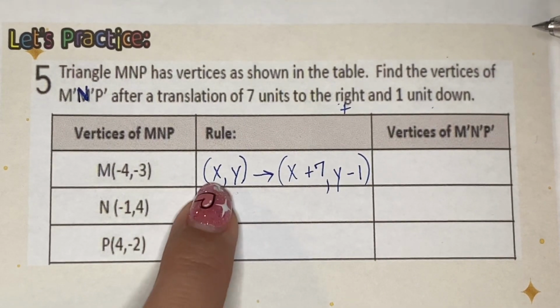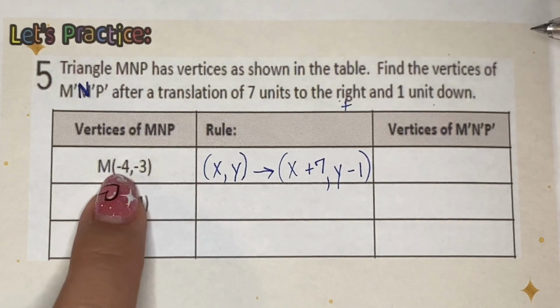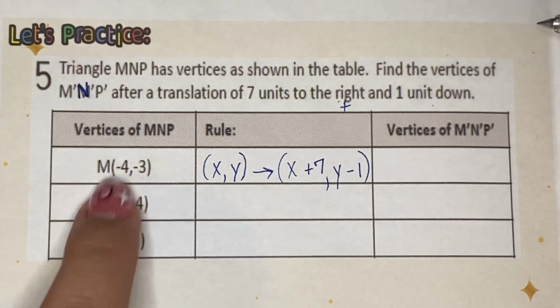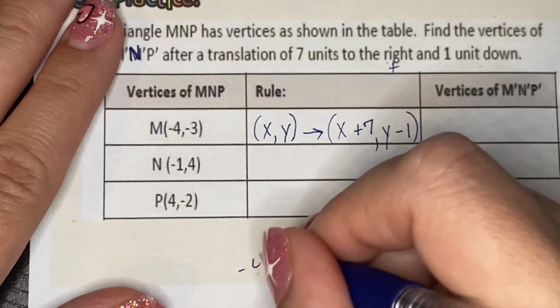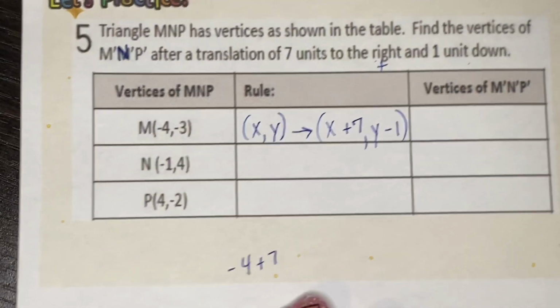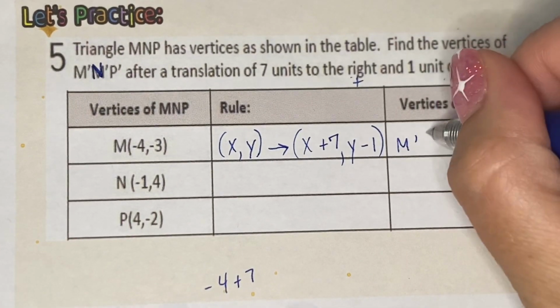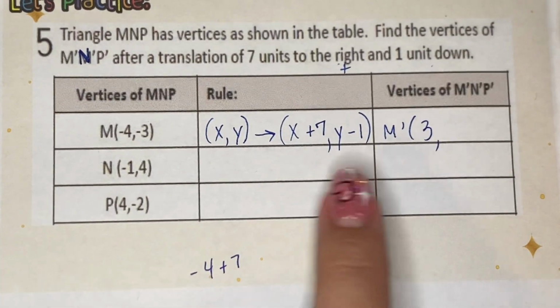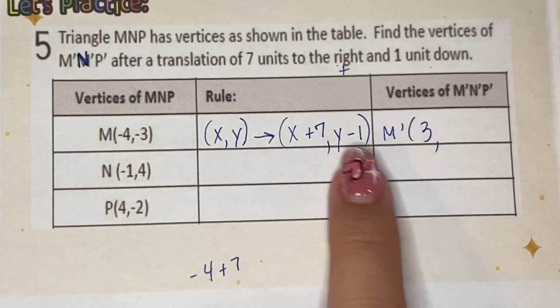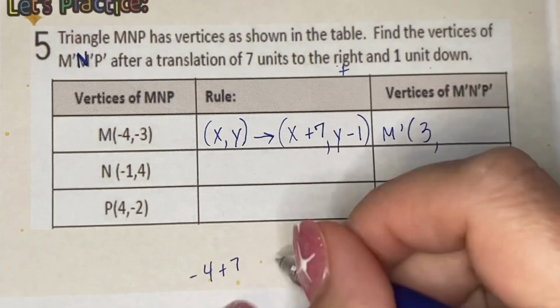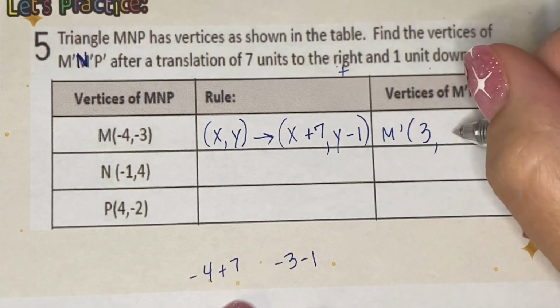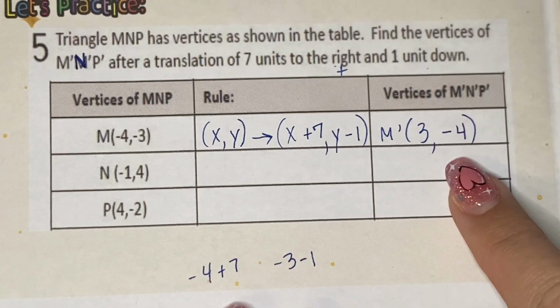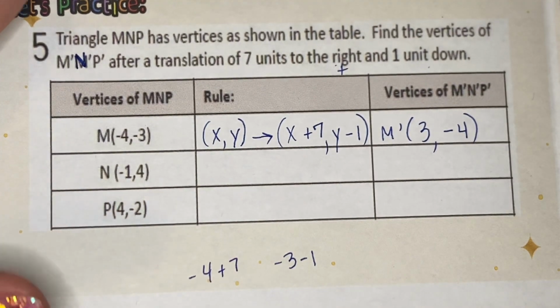So your original, we're going to add 7. So here's your negative 4. You're going to add 7 to that, so it would be negative 4 plus 7, like this. So M prime would now be at 3. And then your y is at negative 3, and we're going to subtract 1. So that would be negative 3 minus 1, which is negative 4. So that's the new vertices for M prime.